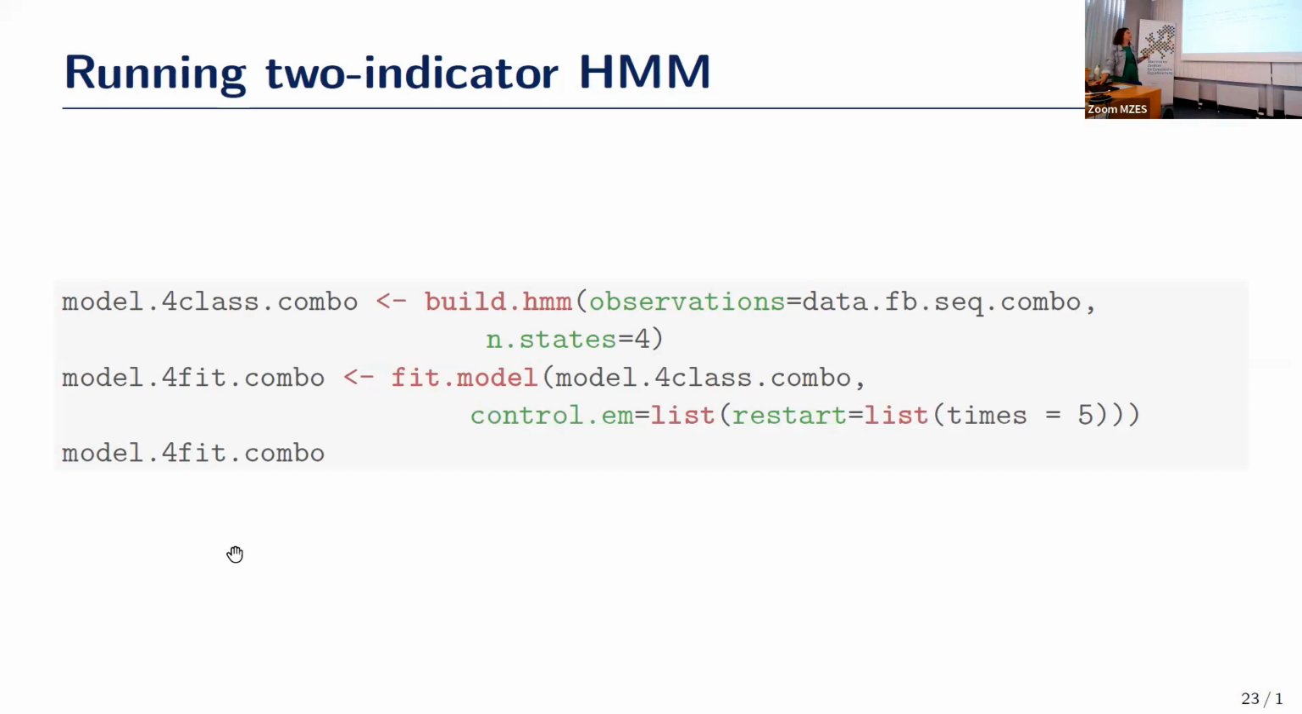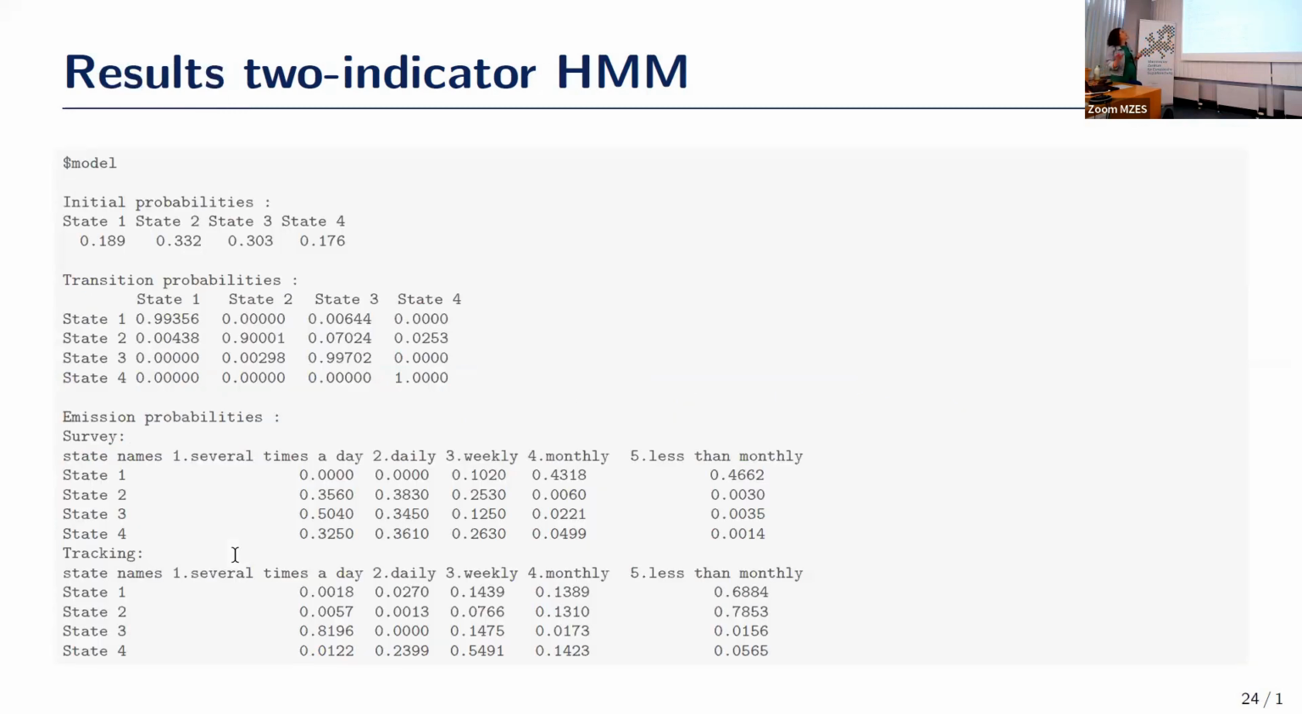And again, it's the exact same thing. We just specify a 4-class model again to save the results. And then if we look here, this is the most interesting, interpretive part to begin with. Here we look at both what the tracking and the survey say simultaneously.